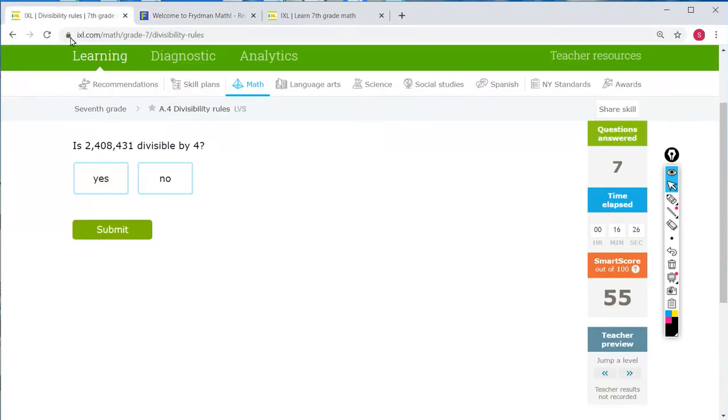So let's apply that rule to this number over here. So I don't even need these digits. All I'm going to check is this last 2-digit number at the end, 31. Does 4 go nicely into 31? Remember your 4 times tables. 4, 8, 12, 16, 20, 24, 28, 32. 4 goes into 32 8 times, but 4 does not go nicely into 31. So we're going to click no for this.